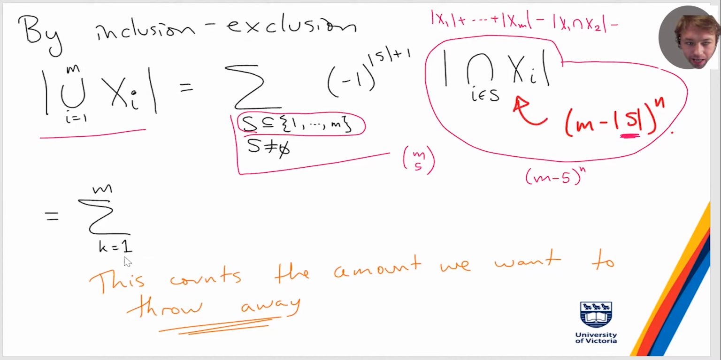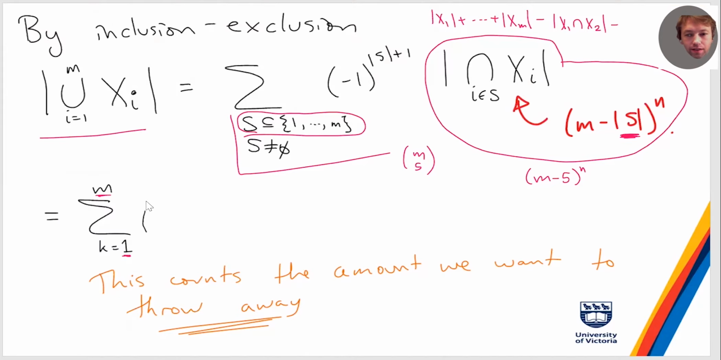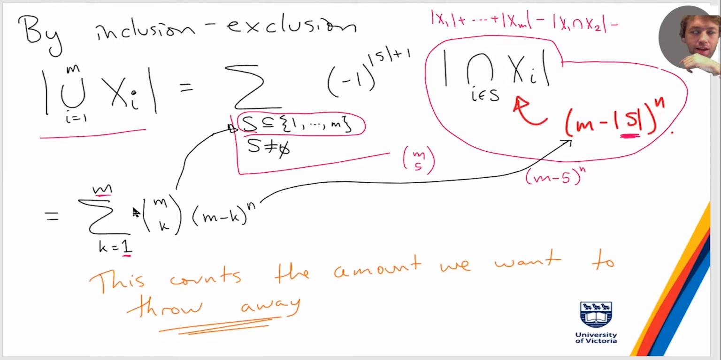S will have size between 1 and m. And if we collect these terms correctly, what you get is that this is equal to the sum of m choose k, which is just the number of ways to choose S of size k, so this goes through all the choices of S which have size k, and then (m minus k) to the n. Oh, sorry, and there's this minus one thing here. This comes from here, and then there's a (-1) to the k plus 1. Is it clear where everything's coming from here?